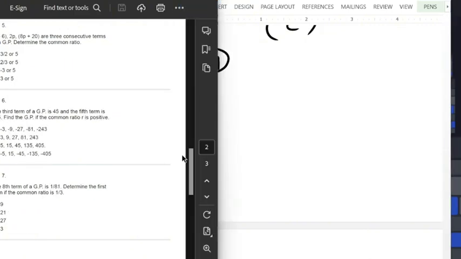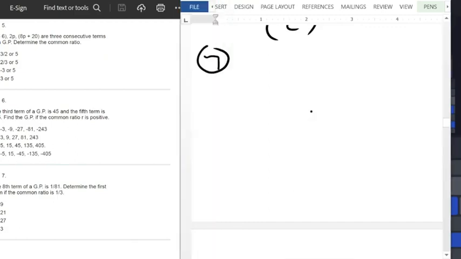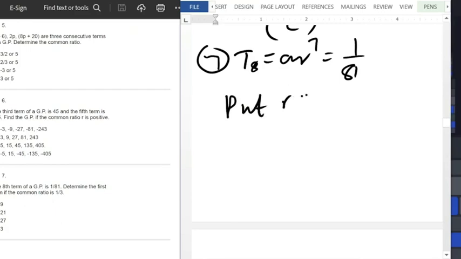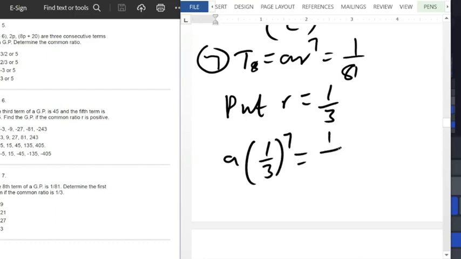So question 7, the eighth term of the GP is 1 over 81. So the eighth term, T8 equals ar raised to the power 7, which is 1 over 81. Determine the first term if the common ratio is 1 over 3. So put r equals 1 over 3 in the equation. So we have a times 1 over 3 raised to the power 7 equals 1 over 81.